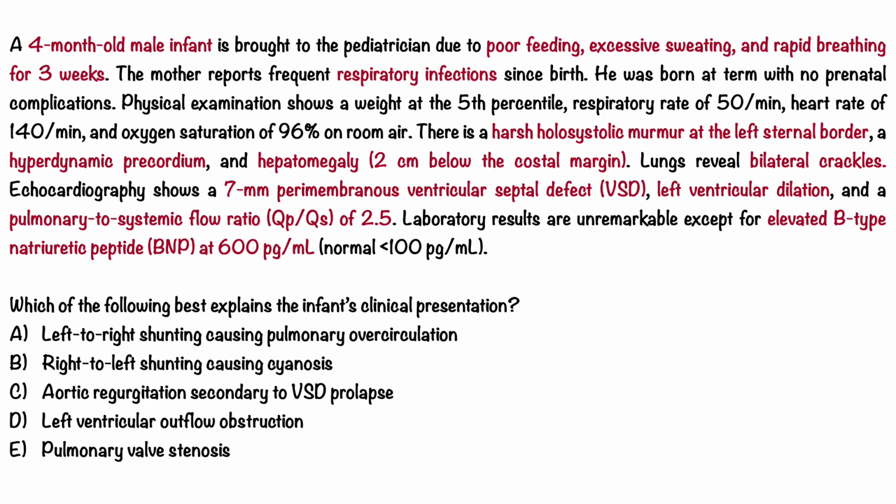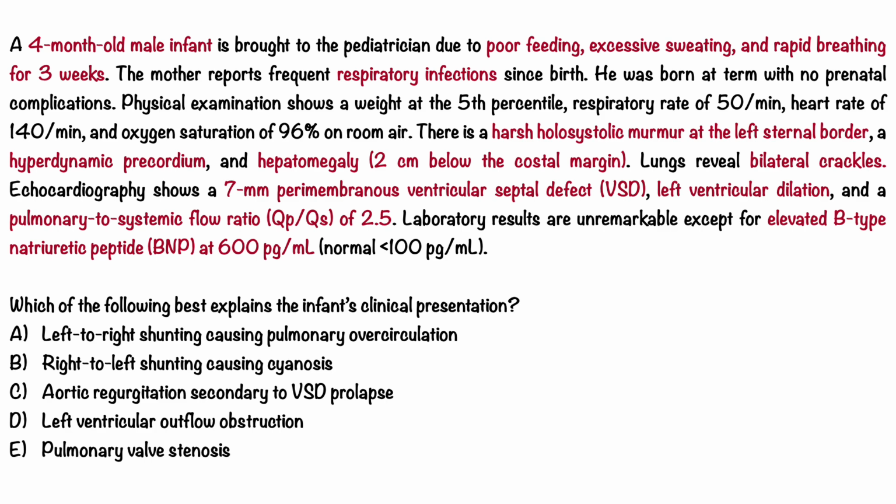Okay, so it is a case of VSD, right? The hepatomegaly and bilateral crackles may be due to overcirculation of the pulmonary region, and also left ventricular dilation, and a pulmonary to systemic flow ratio of 2.5. Laboratory results are unremarkable except for elevated B-type natriuretic peptide, BNP, at 600 picogram per milliliter. Normal is less than 100 picogram per milliliter. So our major findings are highlighted in red. Which of the following best explains the infant's clinical presentation?